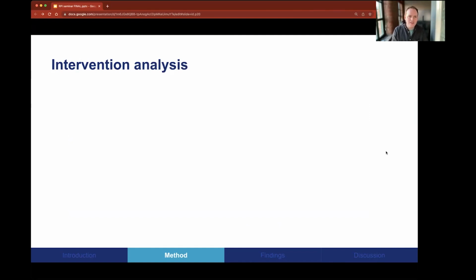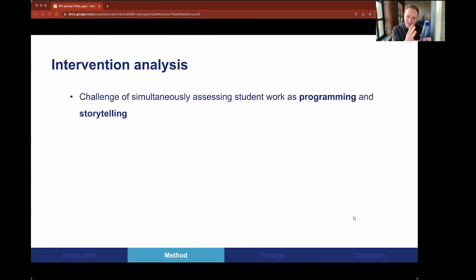But then one challenge that presents itself to us is how we analyze that. Because we're not looking at it just as a program. We're not looking at it just as a story. We're looking at it as both. So we have a challenge to simultaneously assess student work as both an instance of programming and also an instance of storytelling.